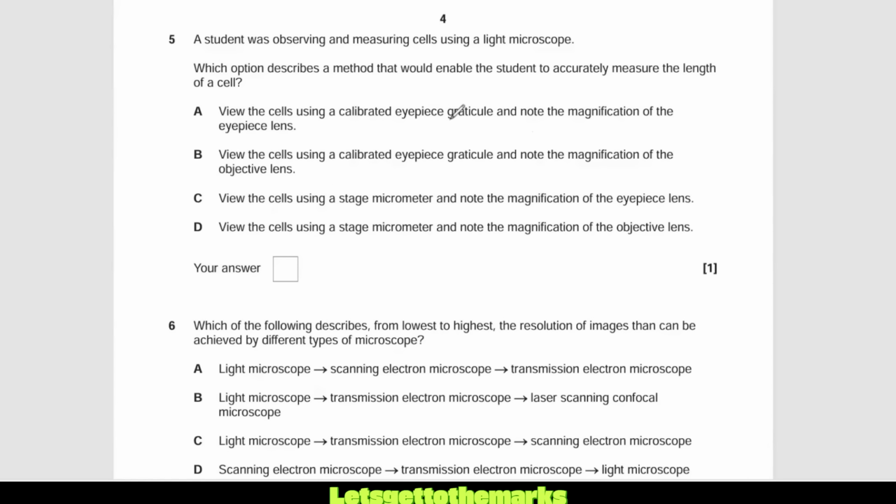View the cells using a calibrated eyepiece graticule and note the magnification of the eyepiece lens. View the cell using a calibrated eyepiece graticule, note the magnification of the objective lens. View the cells using a stage micrometer and note the magnification of the eyepiece lens. View the cells using a stage micrometer and note the magnification of the objective lens.